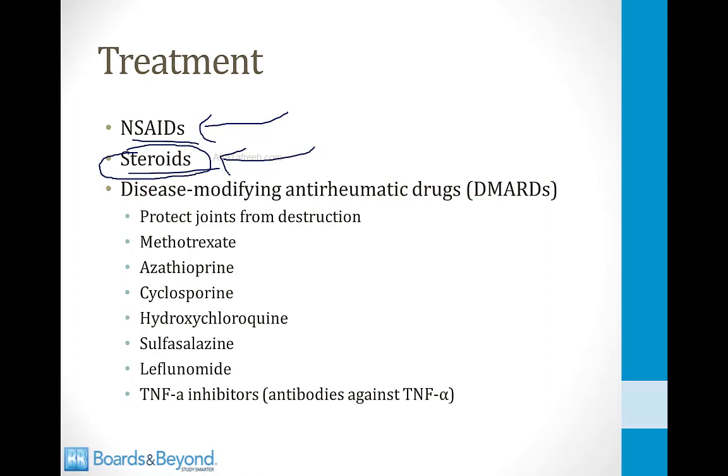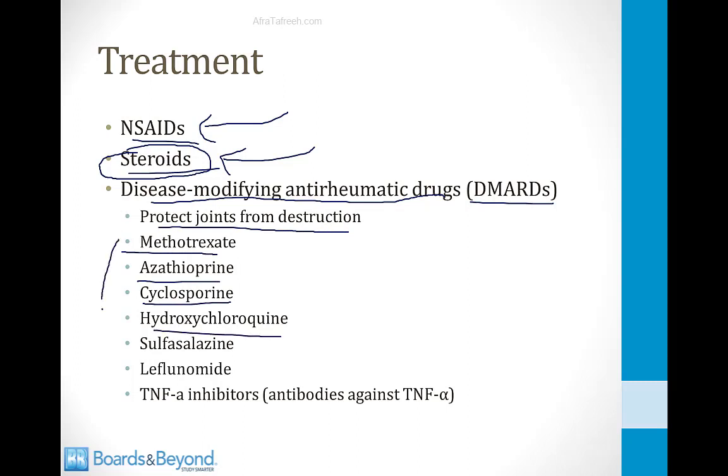Nowadays, there are multiple new treatments that you can use, and these are called disease-modifying anti-rheumatic drugs, or DMARDs. The reason they're called disease-modifying is because they've been shown in clinical trials to protect joints from joint destruction. These include drugs like methotrexate and azathioprine and cyclosporin and hydroxychloroquine, and I won't talk about these 4 drugs now, but I do discuss them in the immunology module on immunosuppressants.